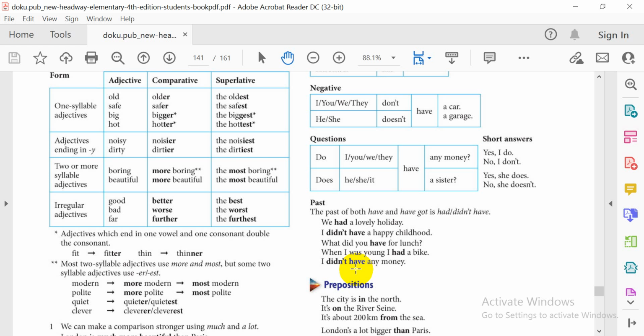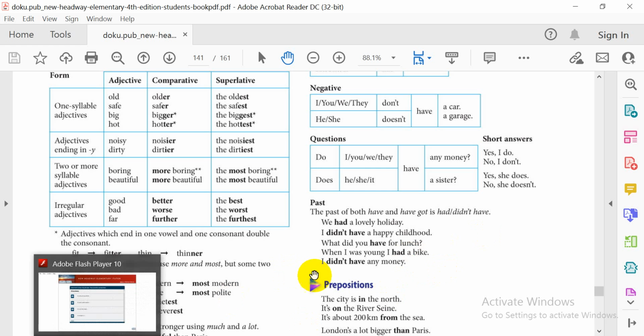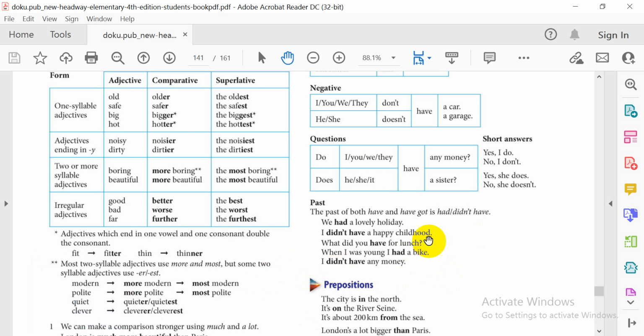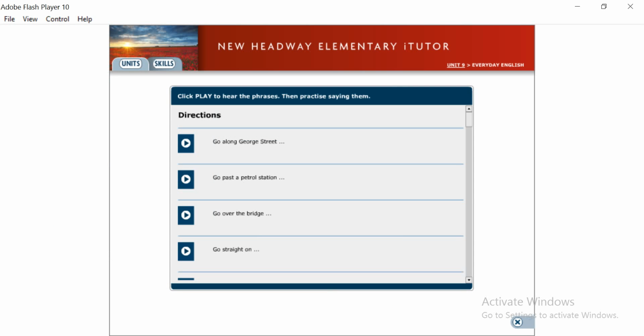Okay. This is all about the past of have got and have. Now I will explain about everyday English. I'm finishing that and I will explain about everyday English. Look at this. Everyday English talking about directions.